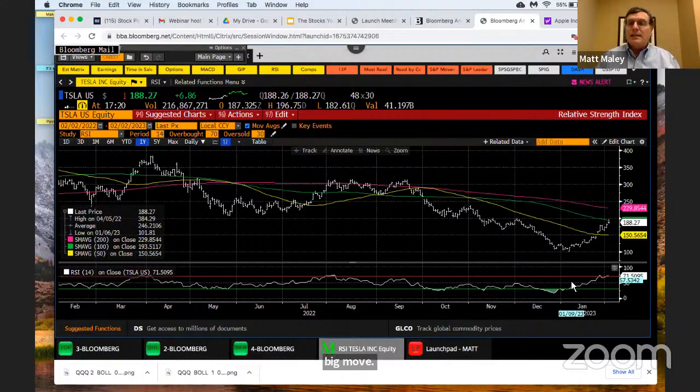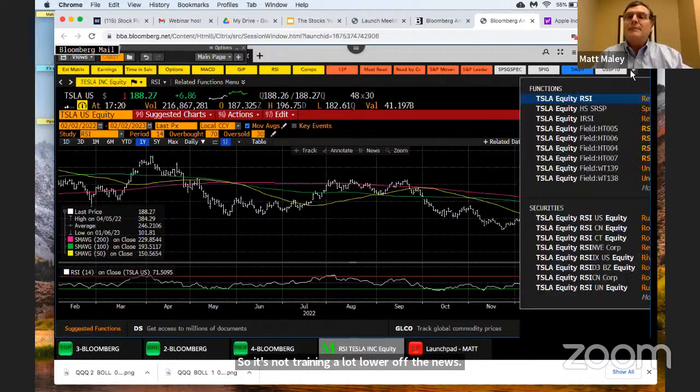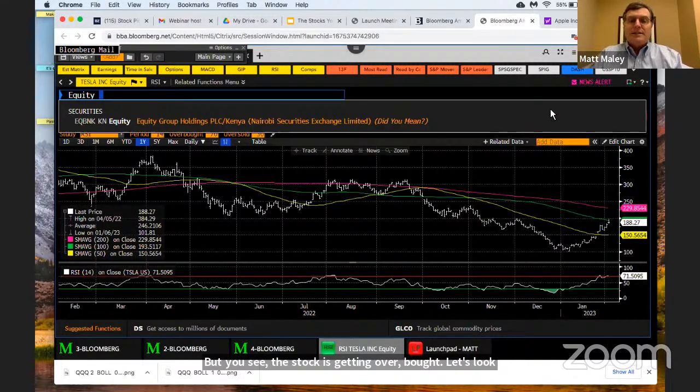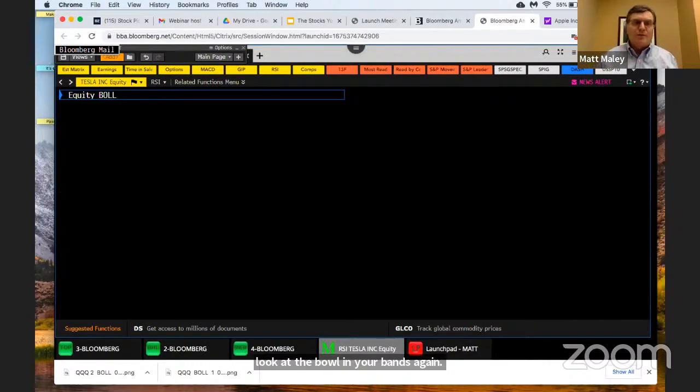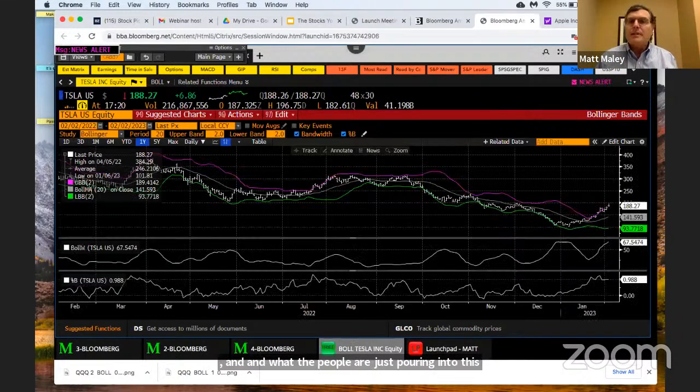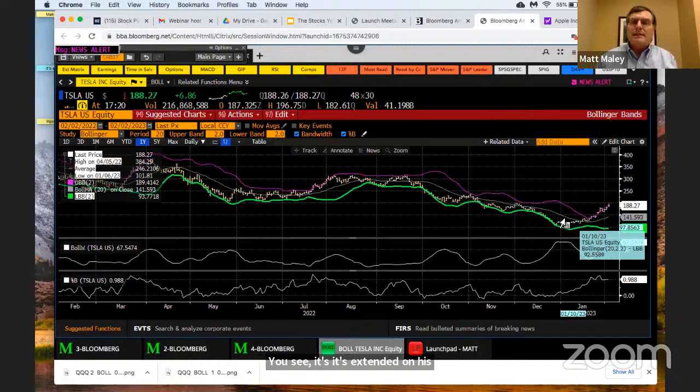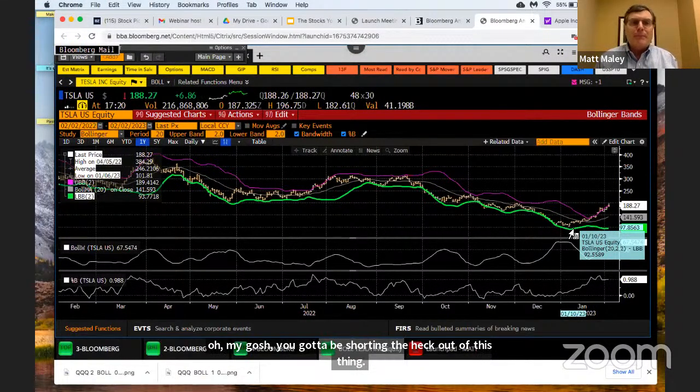But you see, the stock is getting overbought. Let's look at the Bollinger Bands again. I'm just talking about short-term stuff. Boy, people are just pouring into this thing in terms of trading call options. You see, it's extended on its Bollinger Bands chart, but not crazy so. It's not like, oh my gosh, you've got to be shorting the heck out of this thing. But just after this kind of a rally, I want to be holding off.